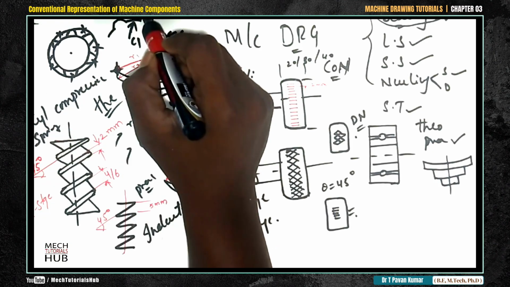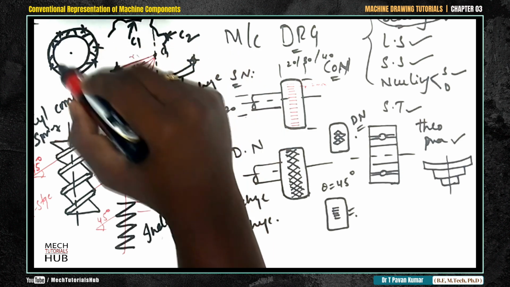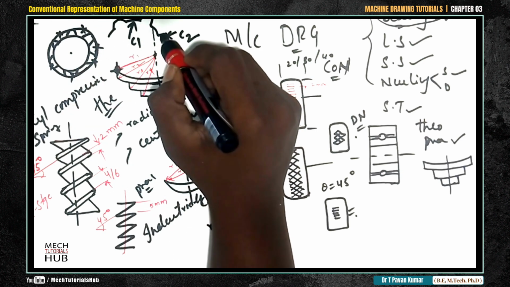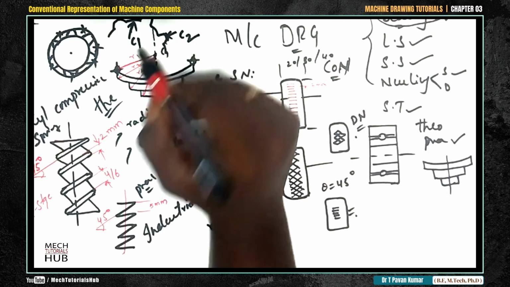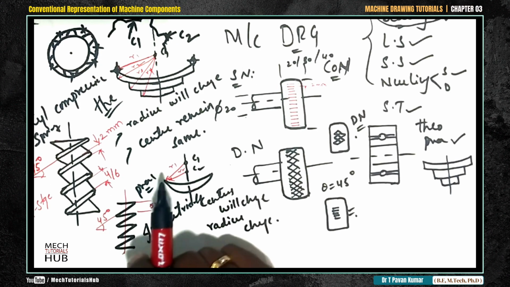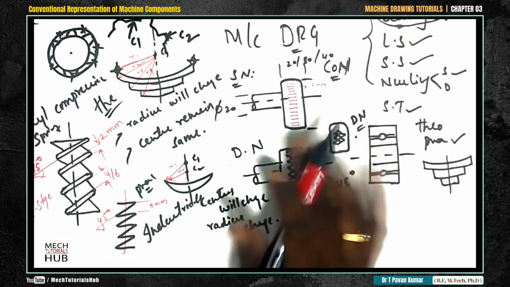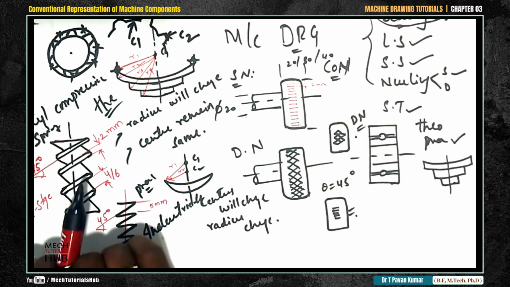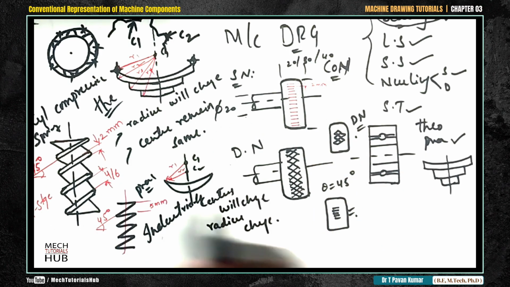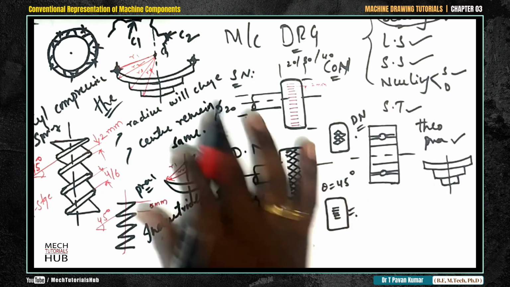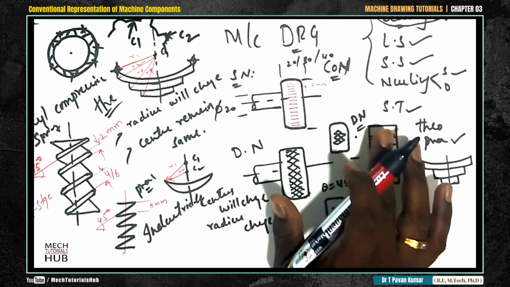Now this second circle, circle number 2, will help you to draw the top end. Only thing is you are drawing these two internal lines which are somewhat inclined to each other. Okay, this is how you do it. Now here I am trying to show you how to draw the conventional representation of machine components, and students will face few problems while drawing. That is what I am trying to show.